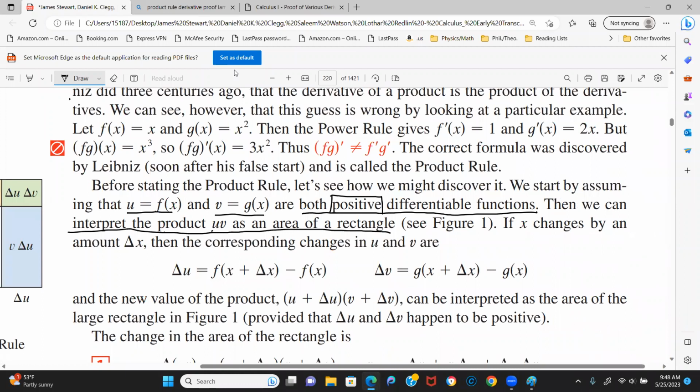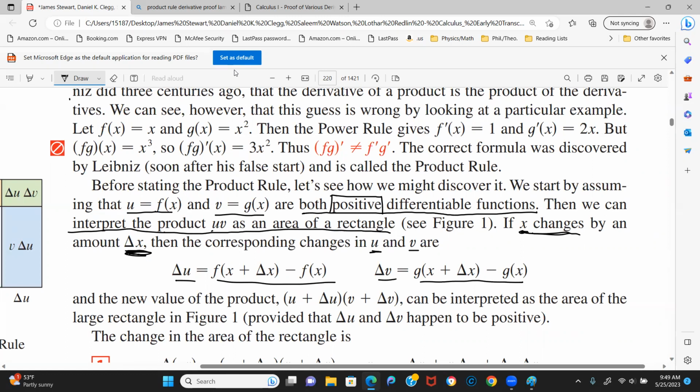Now we're going to take x and change it by some small amount, delta x. Eventually we're going to let delta x approach zero because we want to take this derivative. Now we can look at the corresponding changes in u and v. We're going to use this delta notation when we compute the derivative, so that's why we're using slightly different notation, but it's going to give us the same result. If we change x by a slight amount delta x, then delta u and delta v will just be this by definition.